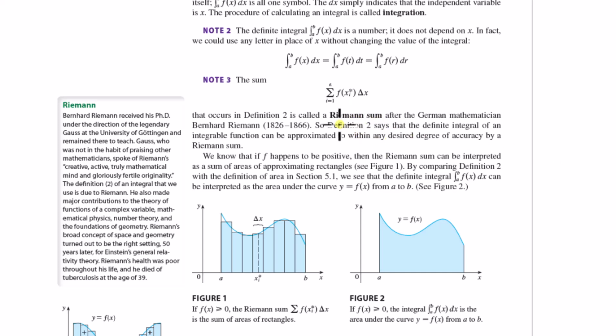And what they're saying here is that the definite integral of an integrable function can be approximated with any desired degree of accuracy by a Riemann sum. So if we look at this curve here, we know what a definite integral represents as far as the way we developed it: we're trying to find the area under this curve, right? And if you take the limit as n goes to infinity, you get the area. But if you're just looking at it from the perspective of the Riemann sum, we're going to use, they have 1, 2, 3, 4, 5, 6, 7, like 8 rectangles.